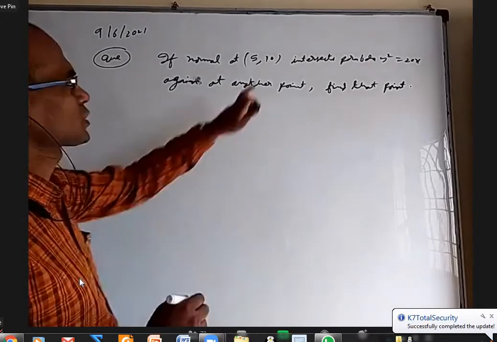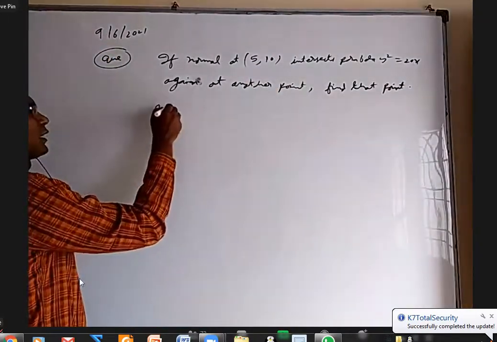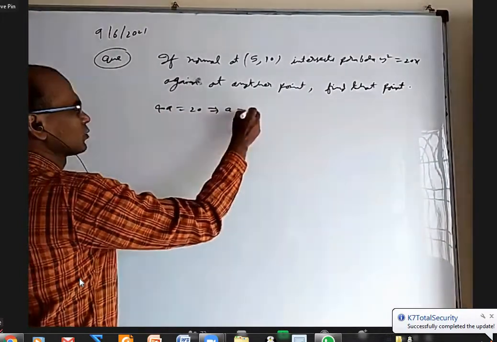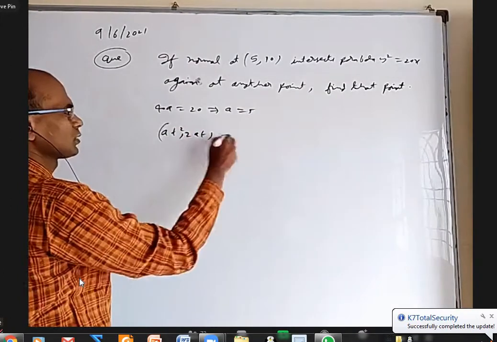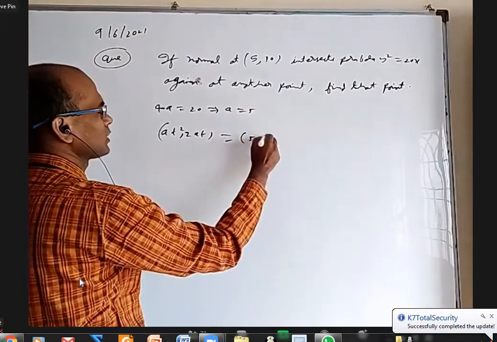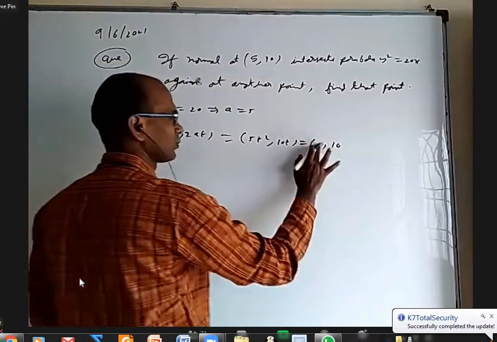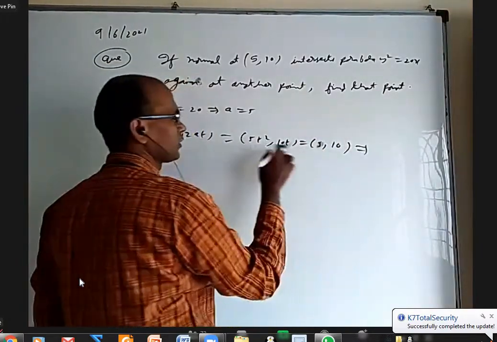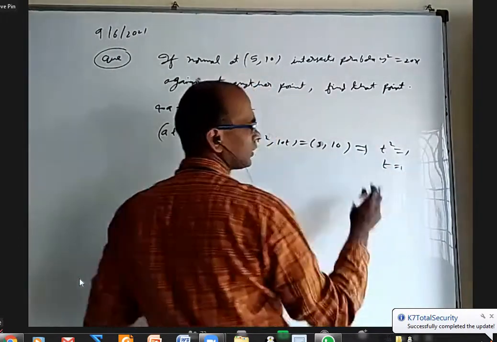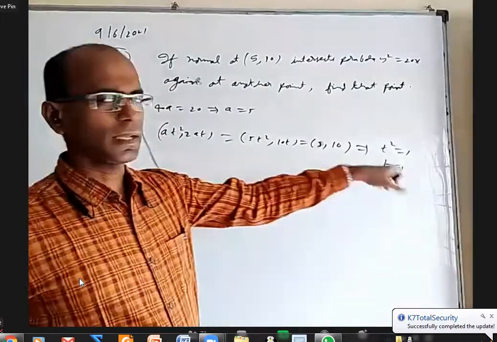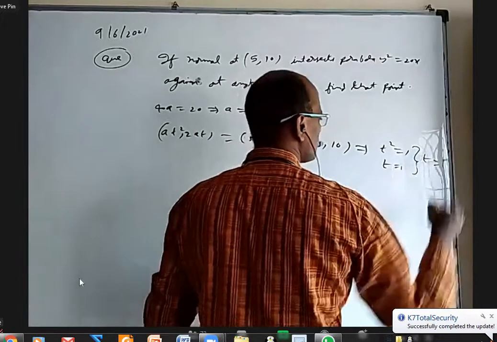So what you have to do is first of all equate this to (at square, 2at). 4a is equal to 20, so a is equal to 5. (at square, 2at) is (5t square, 10t), equal to (5, 10). If you equate x coordinates, t square will come 1. If you equate y coordinate, t will come 1. Even though the first one will give you t equal to plus or minus 1, better take t equal to 1 because the y coordinate should match. So whatever it is, we got t equal to 1.